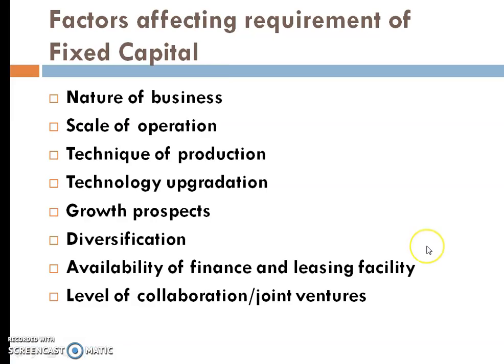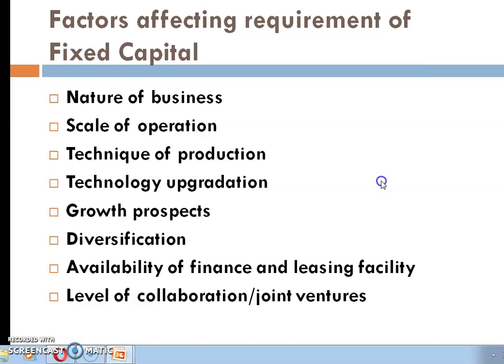Okay. Next we have technique of production. Now what kind of technique of production is the company using, whether it is using capital intensive techniques or labor intensive techniques. If they are using capital intensive techniques, they would require more fixed capital. Why? Because the demand for fixed assets is higher in capital intensive production compared to labor intensive production.